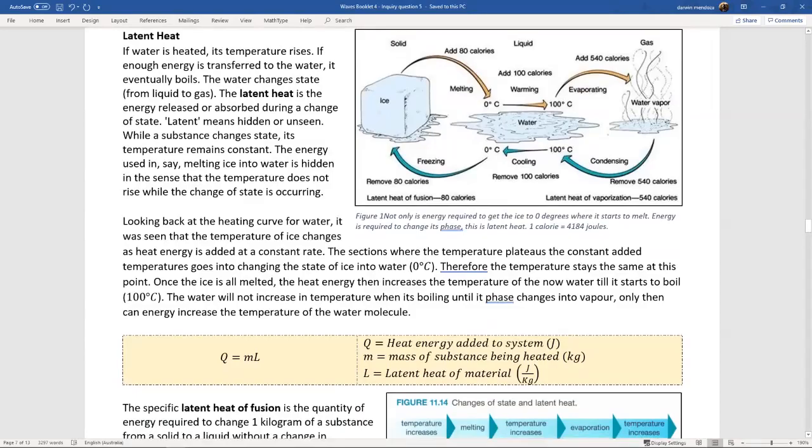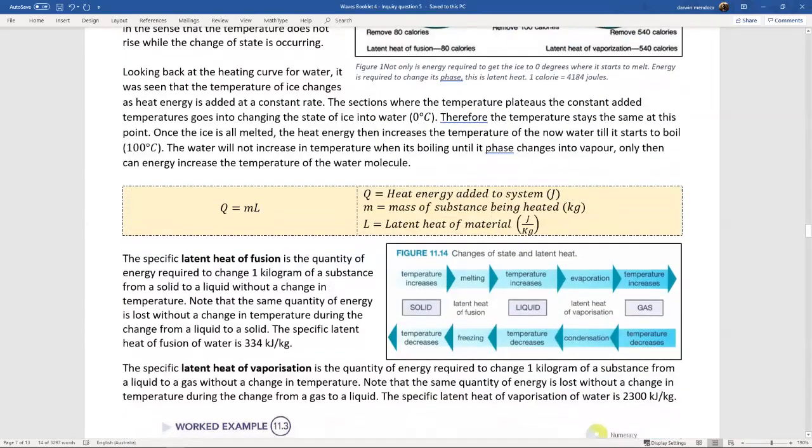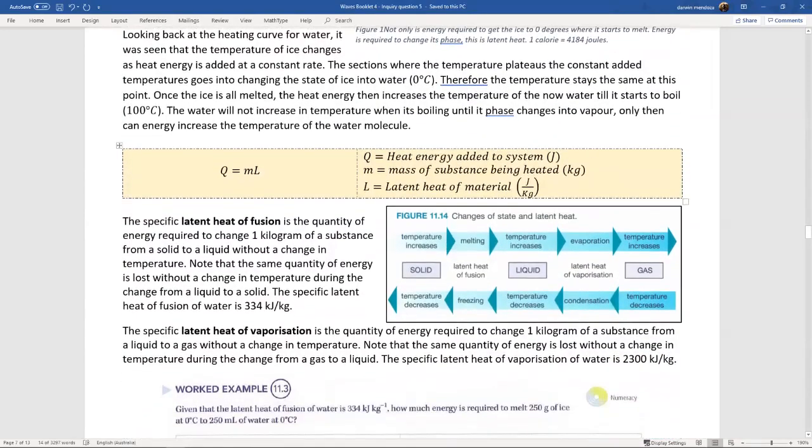Latent heat is the energy released or absorbed during the change of state. So if I want to change from these different states, I have to either add more energy or I have to take away energy from it. And this expression is much easier to understand. You have the heat energy added to the system, Q, is equal to the mass of that system, the mass of the ice cube, mass of the water, the mass of the gas, multiplied by this constant, the latent heat of the material.